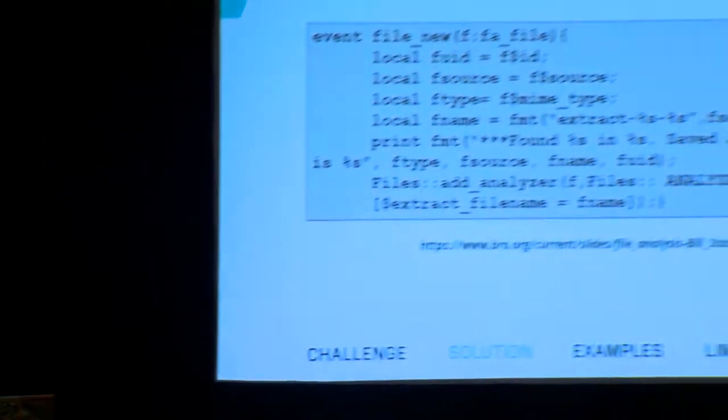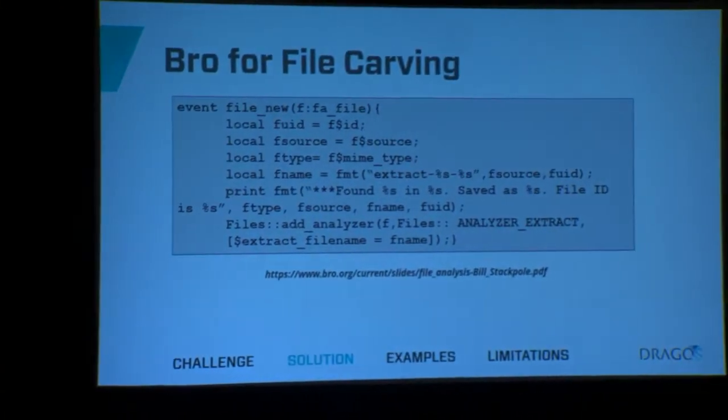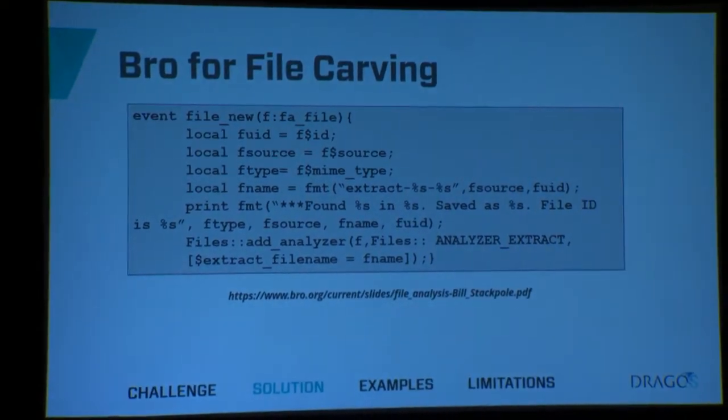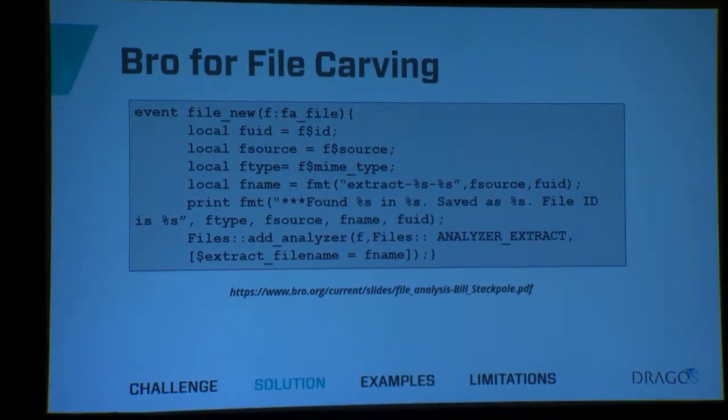So this is just a really basic example of how to do this, and you can find this at the Bro website. It's a presentation that Bill Stackpole gave a couple of years ago, and this will grab everything, names it, drops it in a directory, good to go. It's really not that hard to implement this. The hard thing is, I have all this data now, what do I do with it? Well, that's the other part.